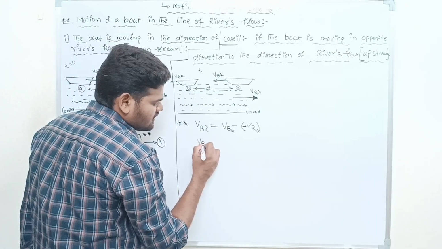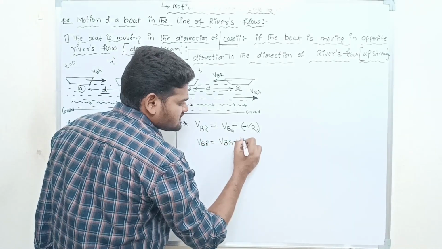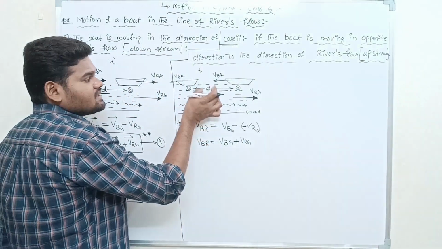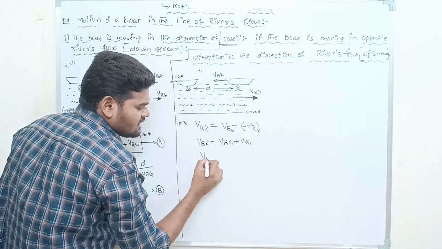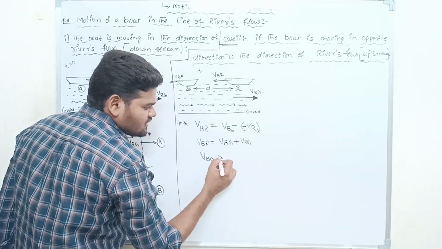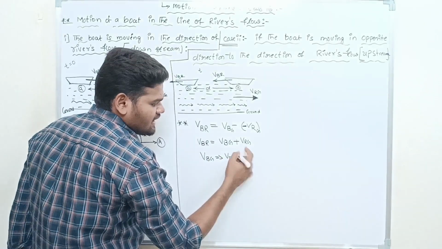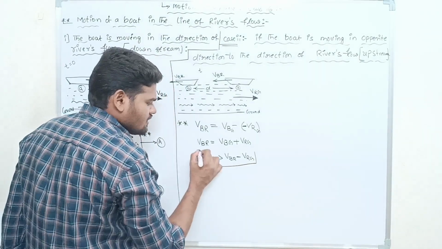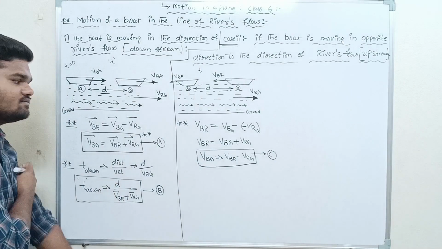So velocity of boat with respect to river is equal to velocity of boat with respect to ground plus velocity of river with respect to ground. To find the time taken by the boat to cover distance d in case of upstream, what do we need? We need the velocity of boat with respect to ground. So that is equal to velocity of boat with respect to river minus velocity of river with respect to ground. Let us call this equation number C.